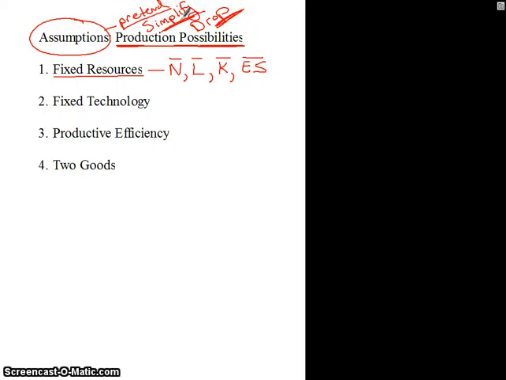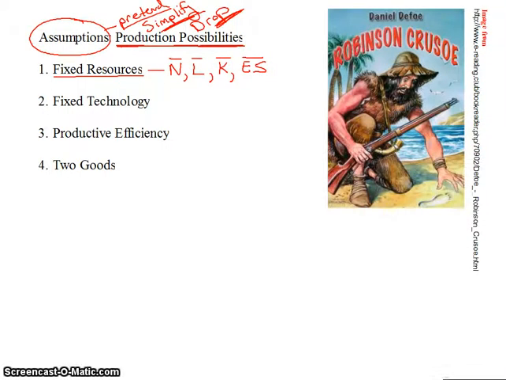So let's try to think of an example where this might be kind of true, that land, labor, capital, and entrepreneurial skills are fixed. The situation that economists usually use to think about the production possibilities model is the story of Robinson Crusoe. Here's a picture of the front of the book. Robinson Crusoe is a book written by Daniel Defoe a long time ago. And in the book, this guy right here, Robinson Crusoe, gets shipwrecked. He gets trapped on an island by himself, and so now he has to figure out how he's going to survive on this island all by himself.